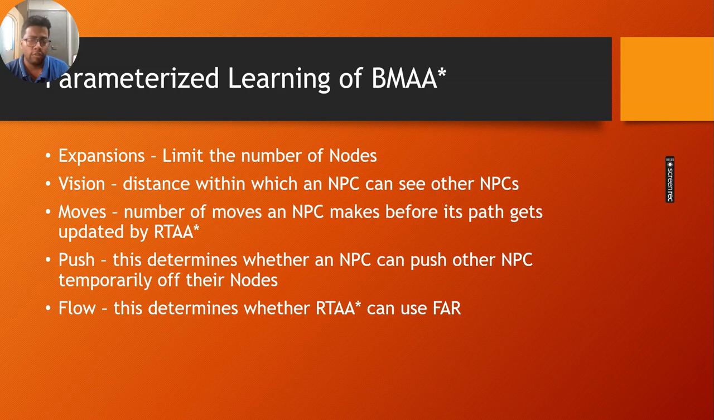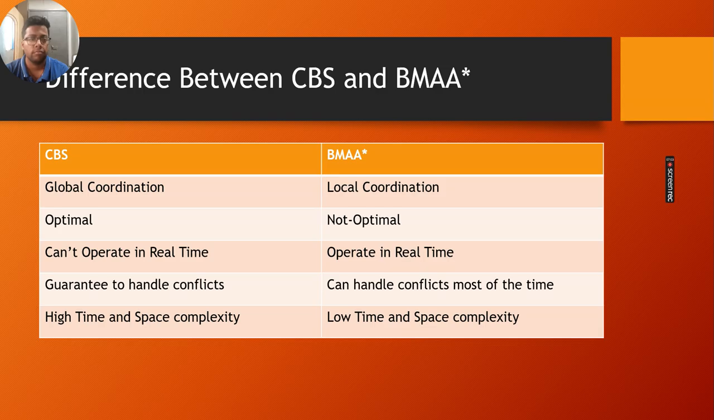If push is true, then that allows an NPC to push other NPCs temporarily off their nodes. For example, in a situation where the only path to the goal node is blocked by another NPC who has already reached its own goal, in that case, push is allowed. Then the final parameter is flow. If flow is true, then RTA A star can use the FAR algorithm.